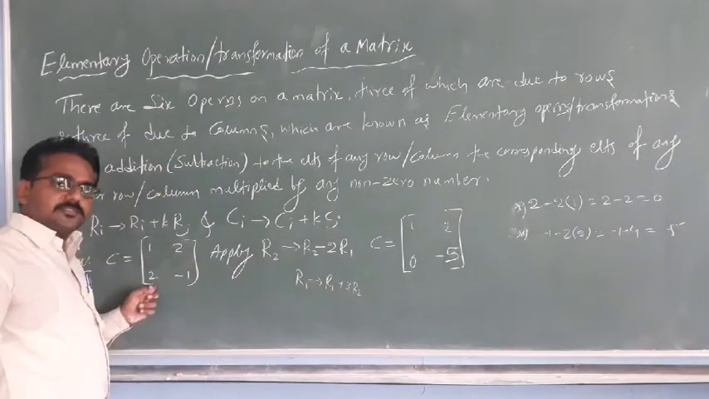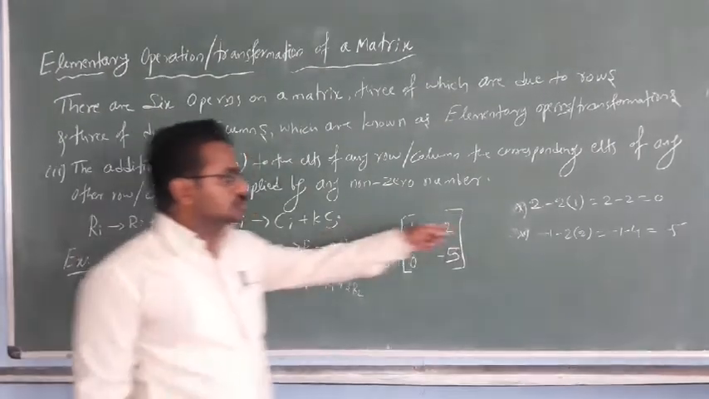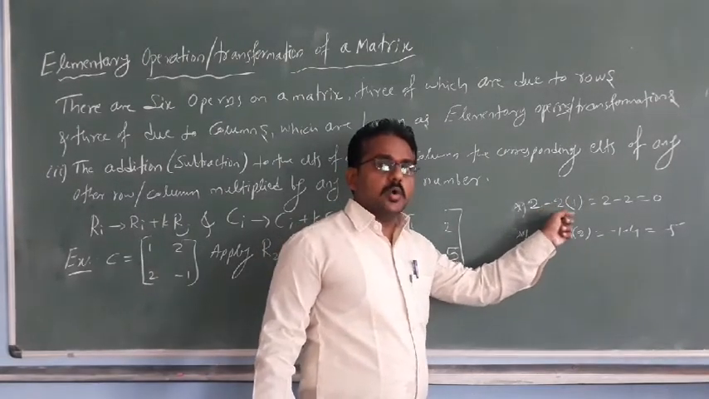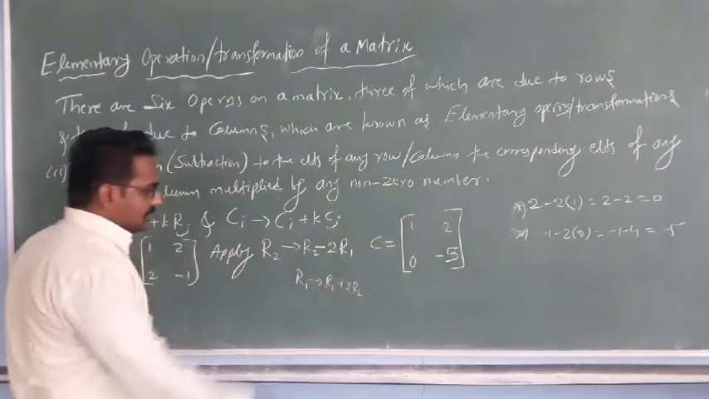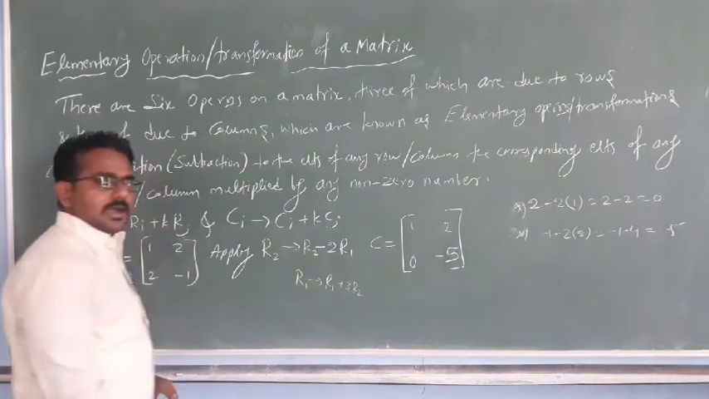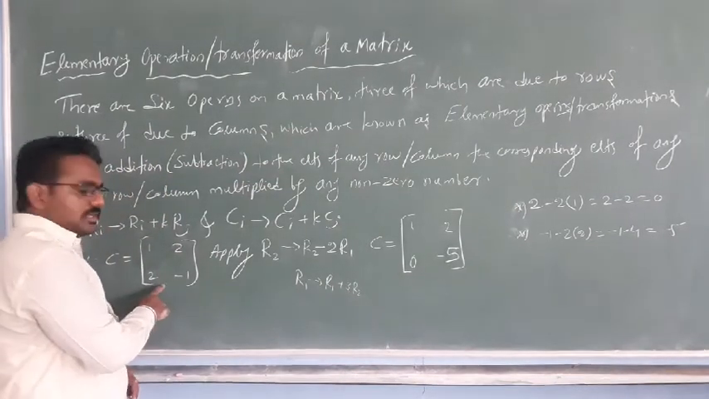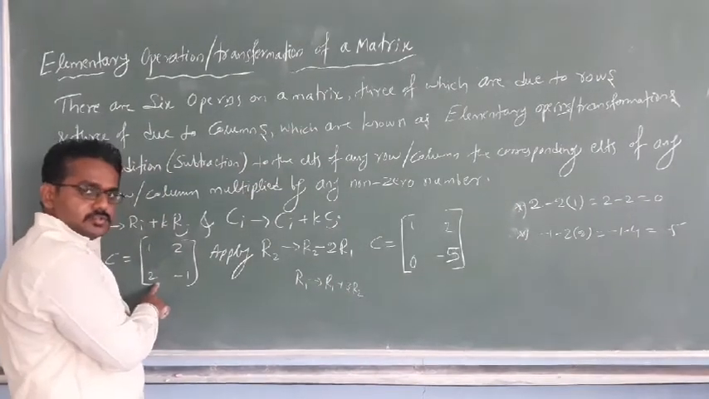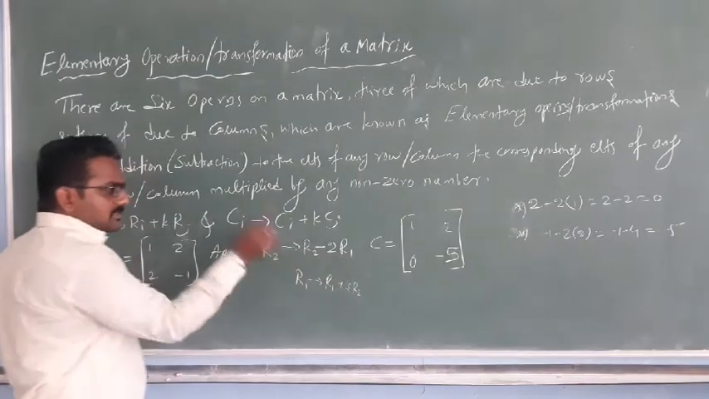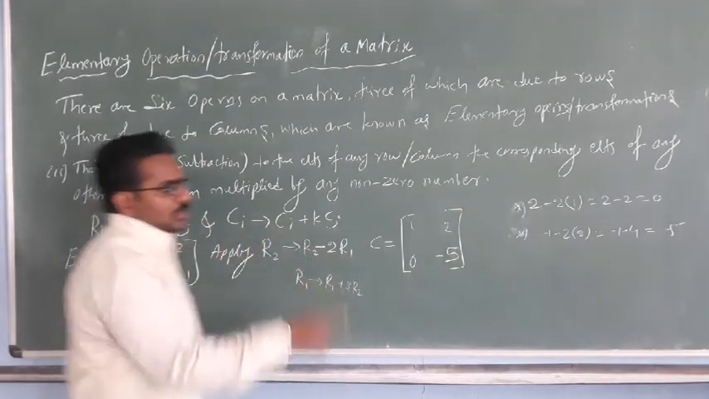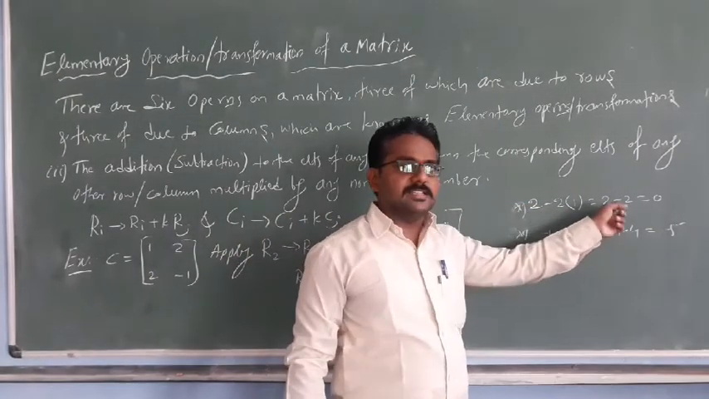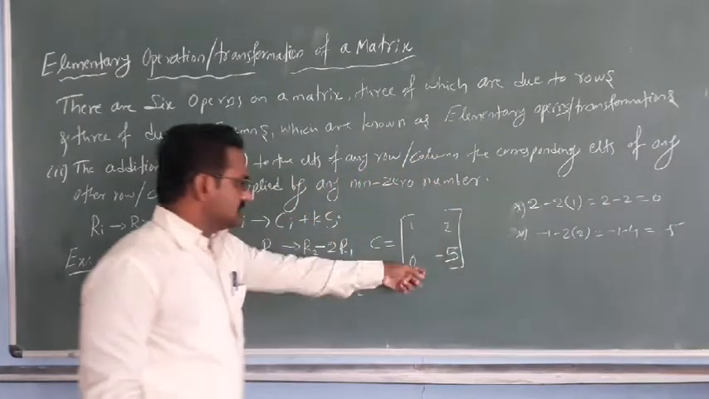What are the elements of the first R2? That is 2 minus 2R1. R2 changes to R2 minus 2R1. The R2 element is 2 and minus 2 into R1. What is the R1 element? 1. So 2 minus 2 into 1, that is 2 minus 2, 0. So I have written that here, students.